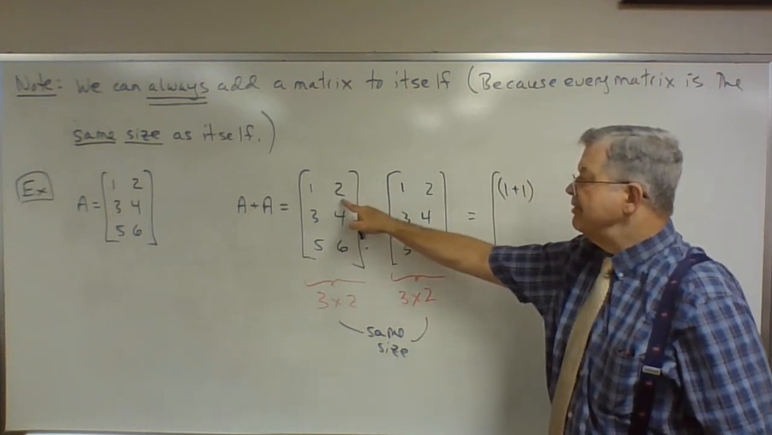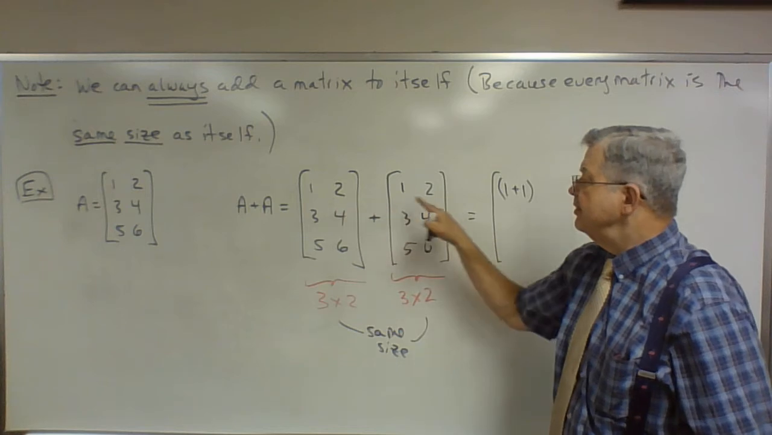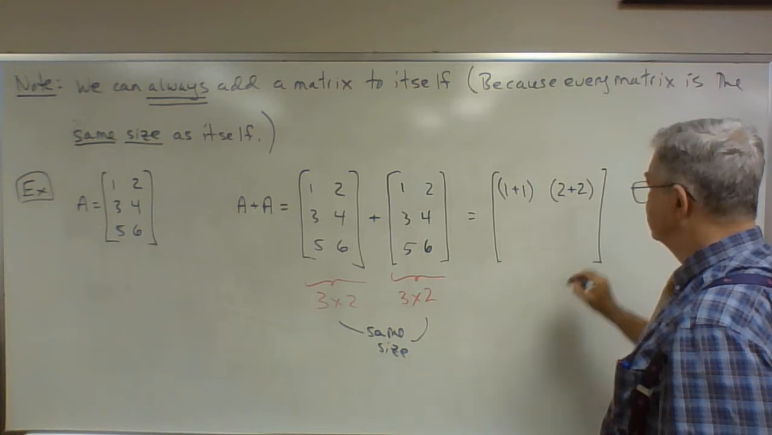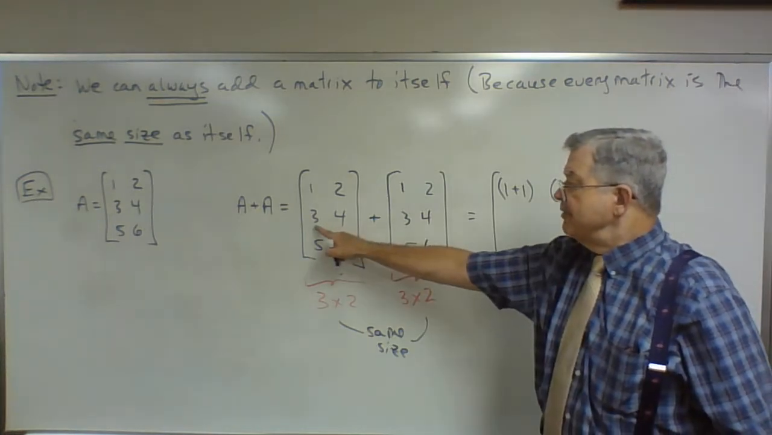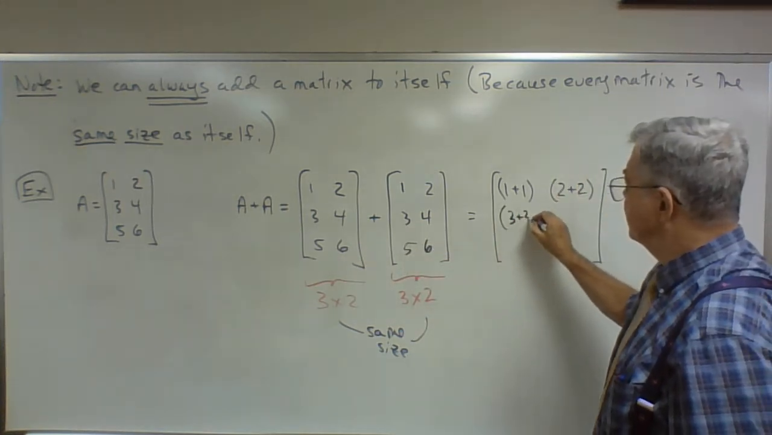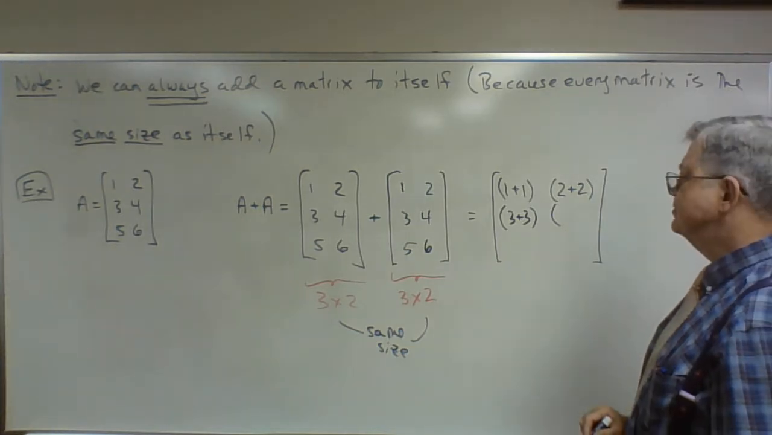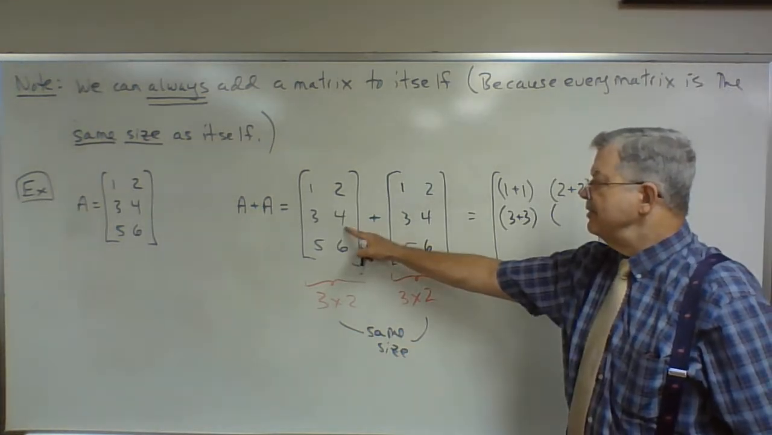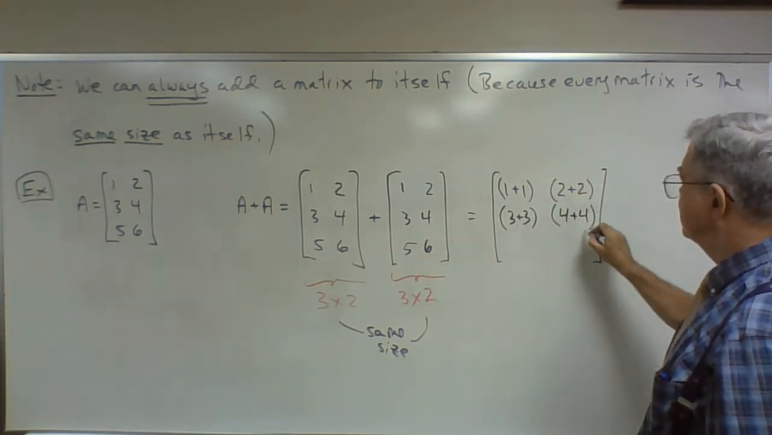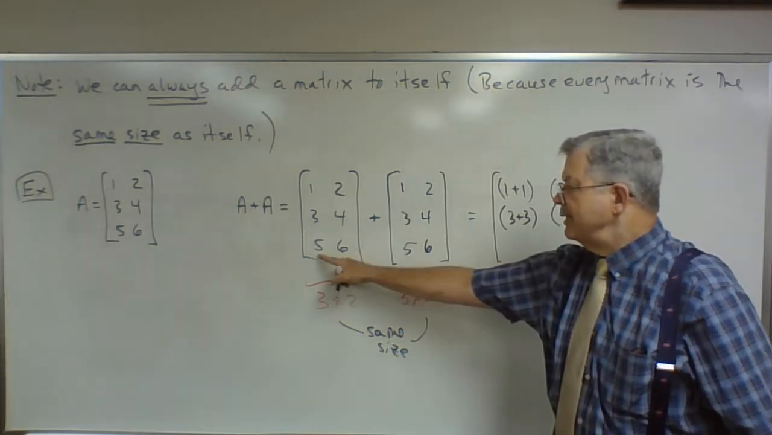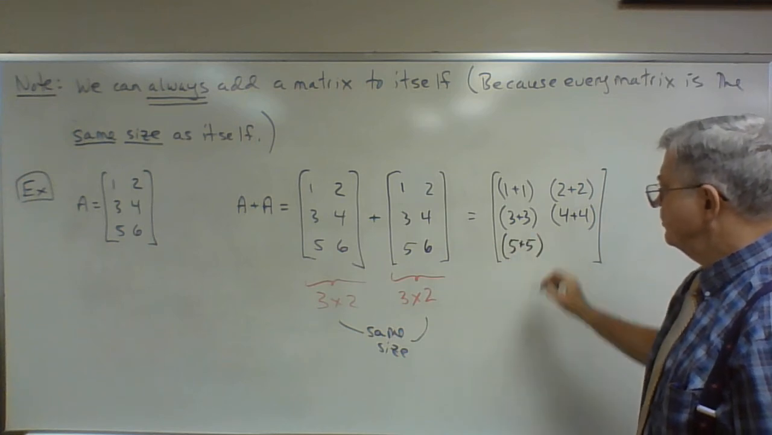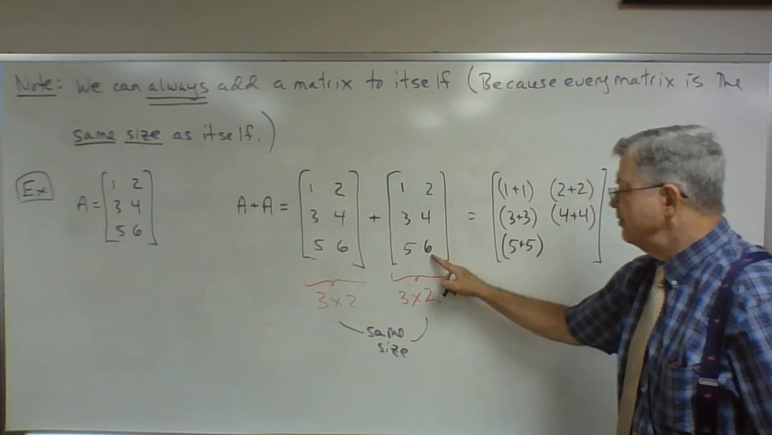Then we take the entries in row 1, column 2: 2 and 2. And then we'll take the entries in row 2, column 1, then the entries in row 2, column 2, then row 3, column 1, and row 3, column 2.